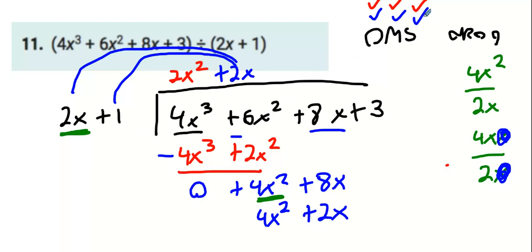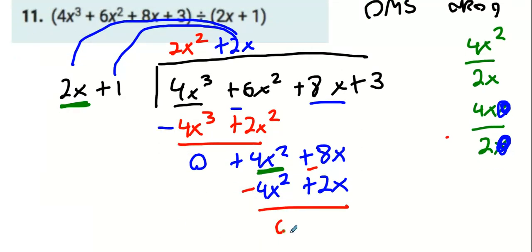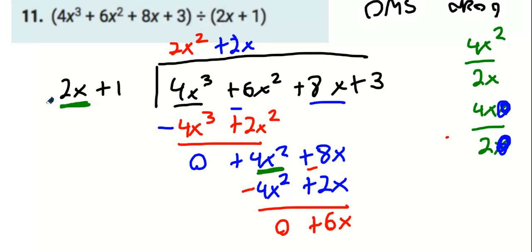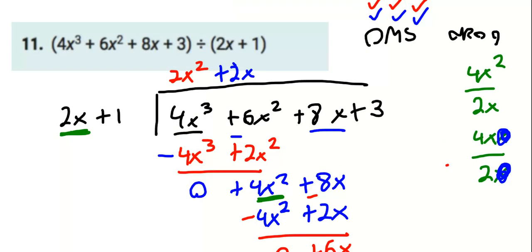Now, what happens next? So I need you to subtract. So what does subtract mean? 4x squared take away 4x squared? 0. 8x take away 2x? 6x, yeah? Back to the start now. So you're back to the start.